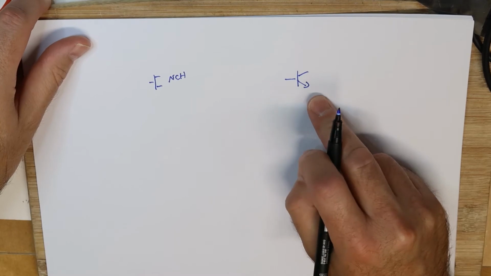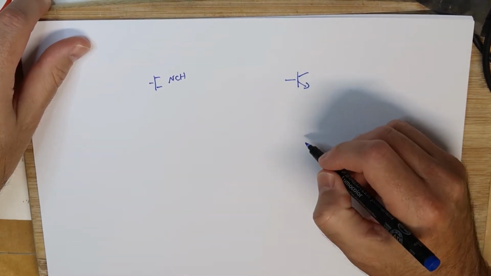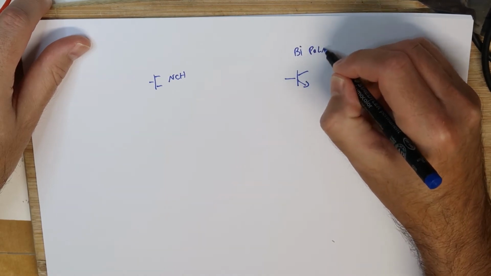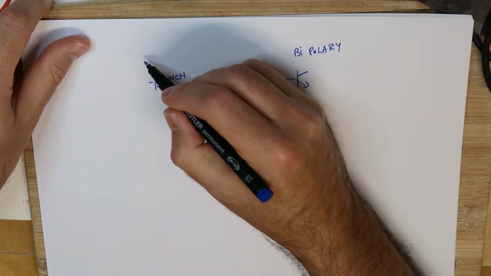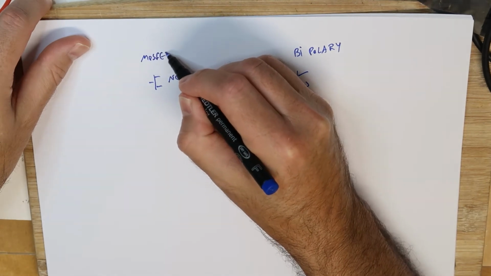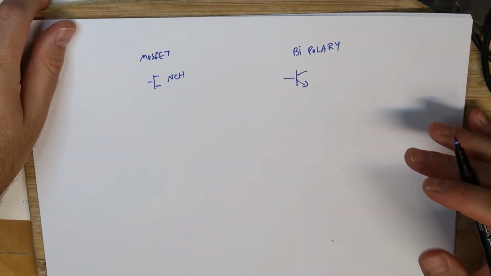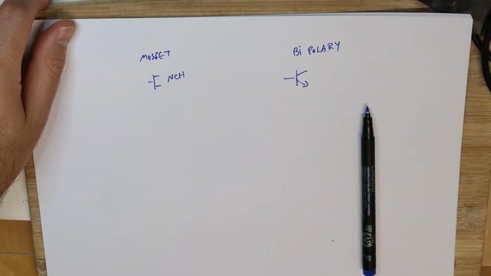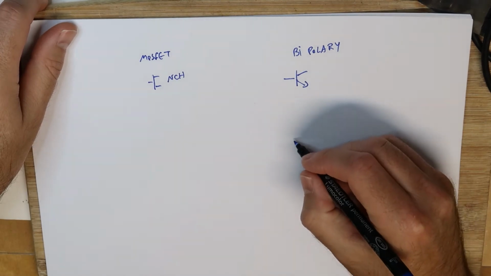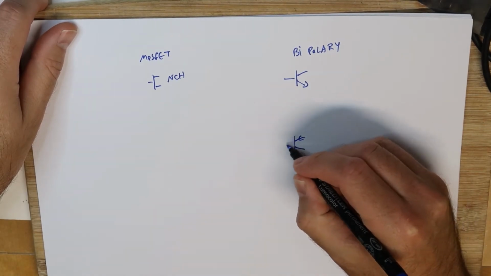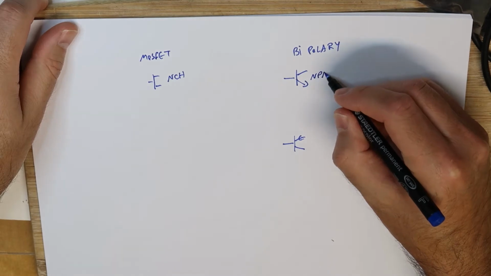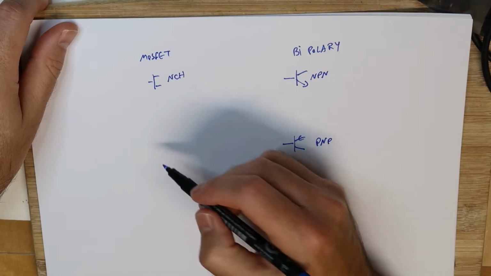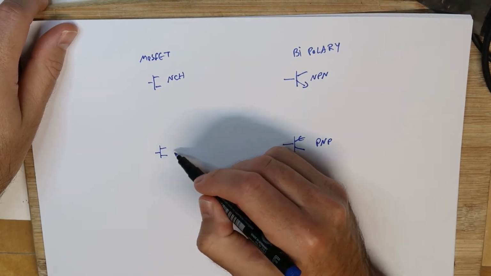So we have the bipolar transistor, and this is the MOSFET. How do they work, what is common and what is different? So let's do it like this. We also have a PNP. This is called NPN, and this is called PNP, and we will get to the difference. And we also have the P-channel MOSFET.